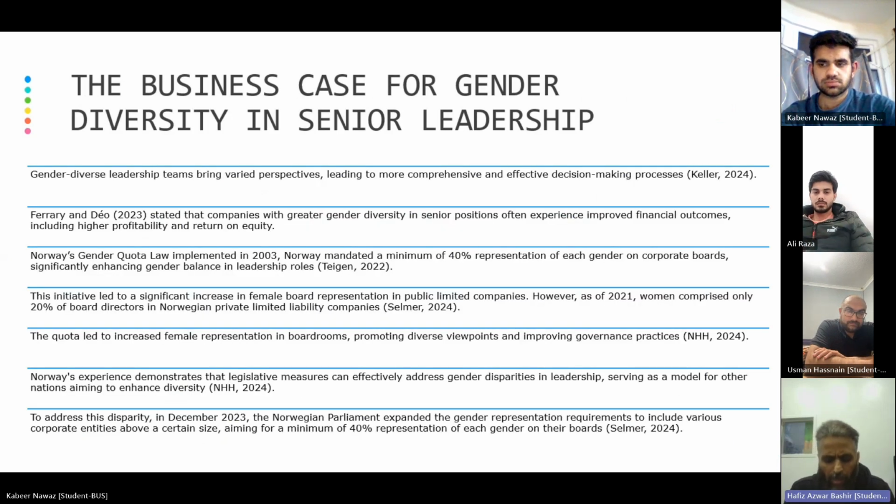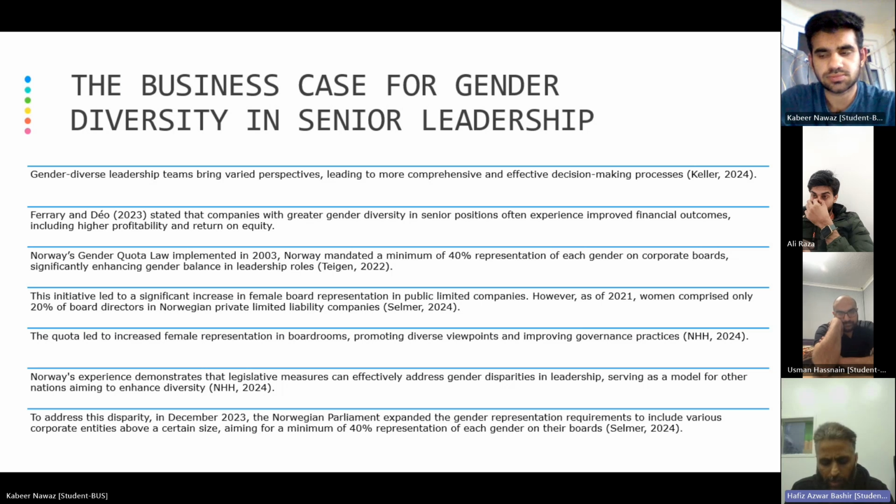This slide focuses on the benefits of gender diversity in senior leadership, and uses Norway as a key example to illustrate successful policy intervention. Norway's gender quota law, introduced in 2003, required at least 40% representation of each gender on corporate boards. This led to a significant shift in the composition of leadership teams in public limited companies. It helped normalize the presence of women in senior positions and encourage broader diversity in corporate decision making.